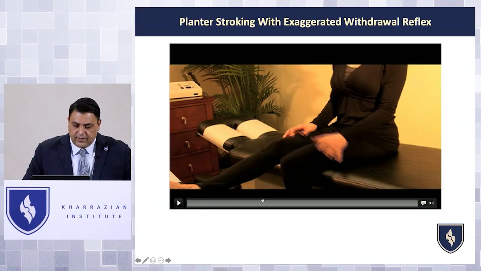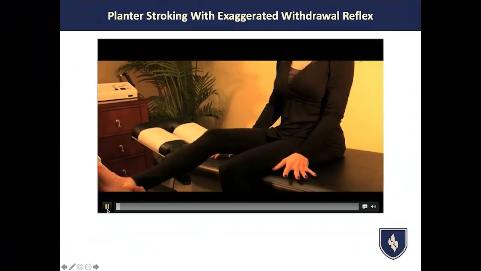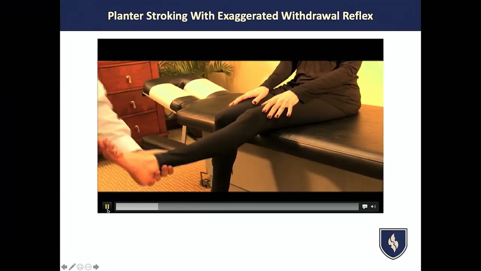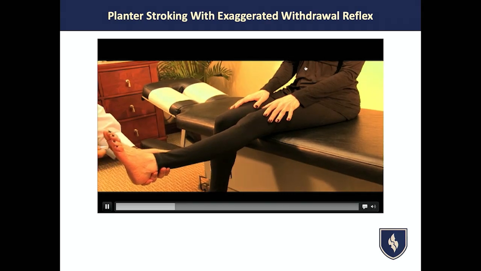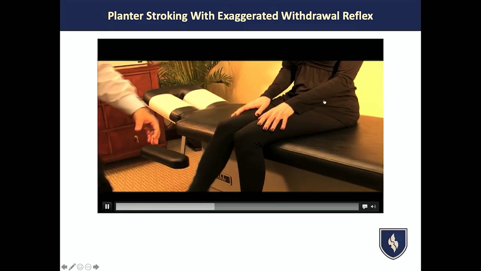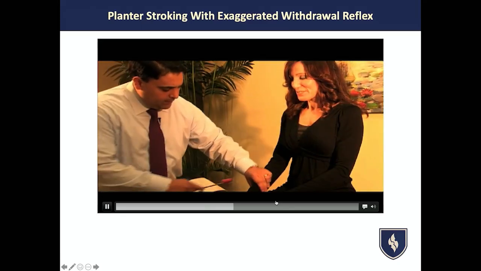Okay, so now this is exaggerated withdrawal reflex. I'm just doing a Babinski stroke on her foot. We're going to see her entire body go into withdrawal reflex. Sorry, it's an exaggerated reflexive withdrawal response. You see that trunk move? I'll show you that one more time. Okay, so exaggerated reflexive withdrawal response on the right.